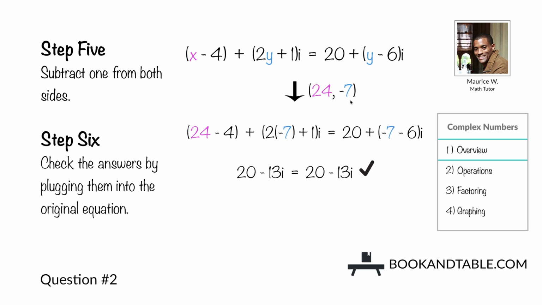And for y is equal to negative 7, we plug that in here and here, giving you 2 times negative 7, which is negative 14. Negative 14 plus 1 is equal to negative 13. And on the right side, we have y minus 6, which would be negative 7 minus 6, which is equal to negative 13i. So the imaginary numbers are the same on both sides, negative 13i and negative 13i, thus confirming that y does equal negative 7.